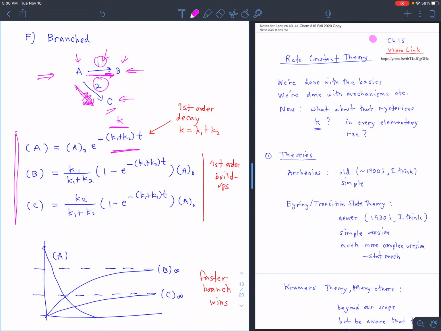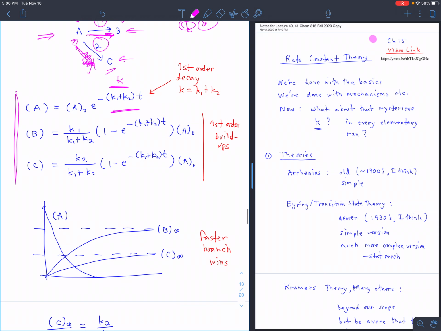It's like having a pool of water with two garden hoses leaking out. You get the total amount of water, the A in this case, draining out of the pool at a rate that's the sum of both garden hoses. Both of these channels, or reactions if you like, are functioning the way a garden hose would in that case. And so it decays more quickly than it would if only one reaction were active.